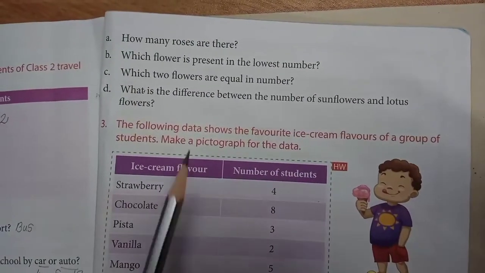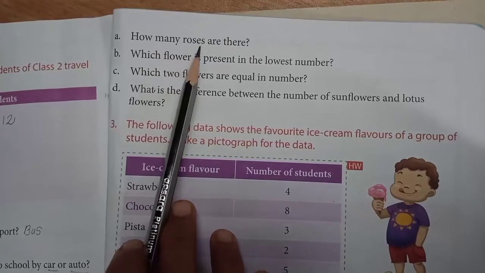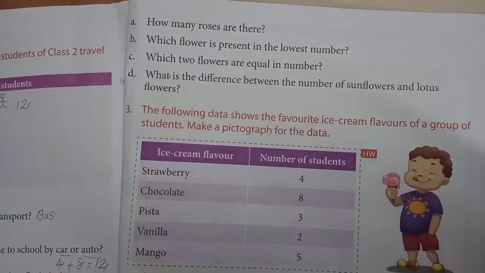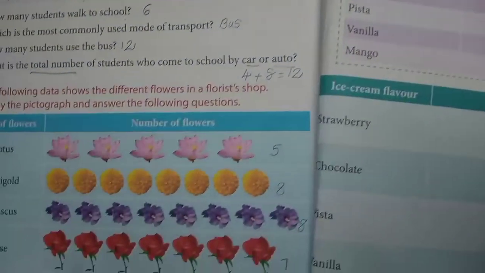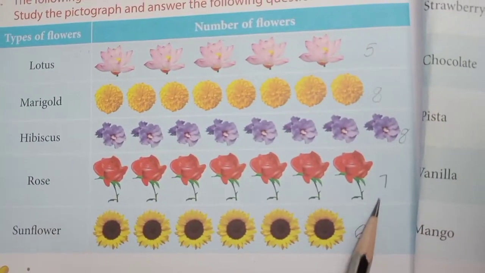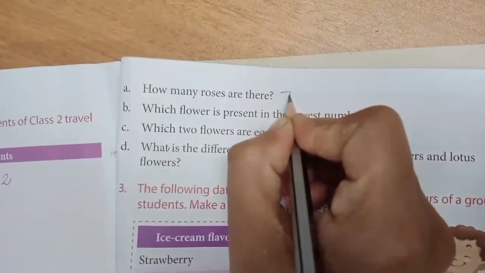Okay. Then our first question, how many roses are there? There are 7 roses. So we write the answer 7.